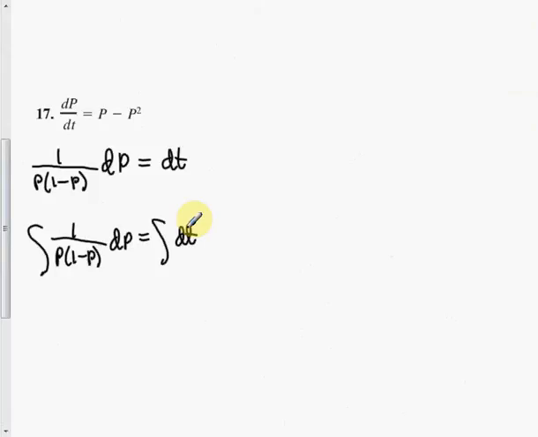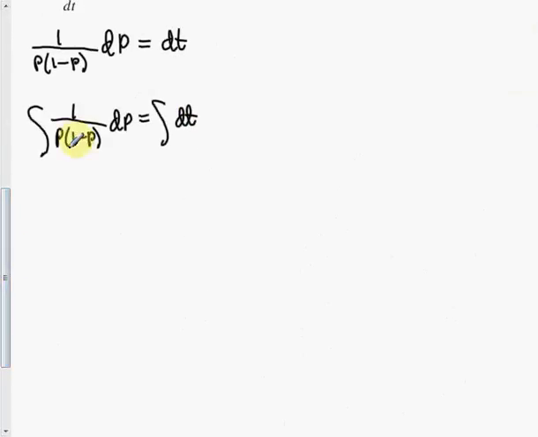Yes. You about to say partial fractions decomposition? Yes, partial fractions decomposition. That's the way that I would break that down, right? Now that right side is just t, but this left side is what we're working on. So this is 1 over p times 1 minus p is equal to some a over p plus some b over 1 minus p.